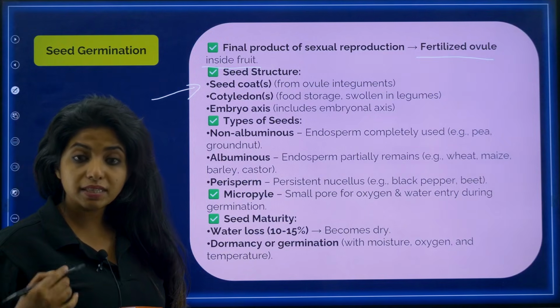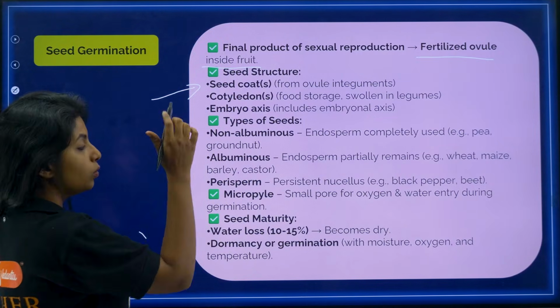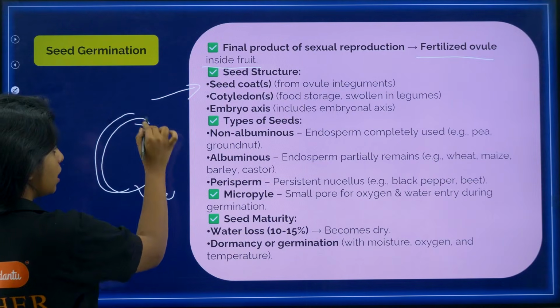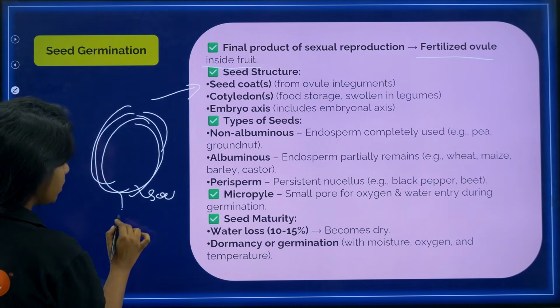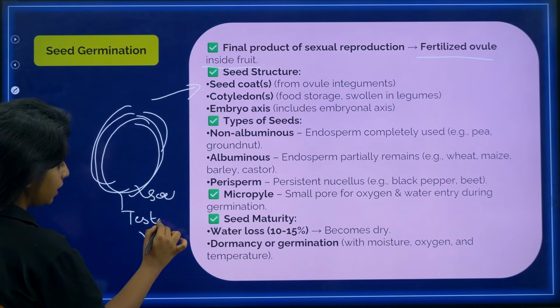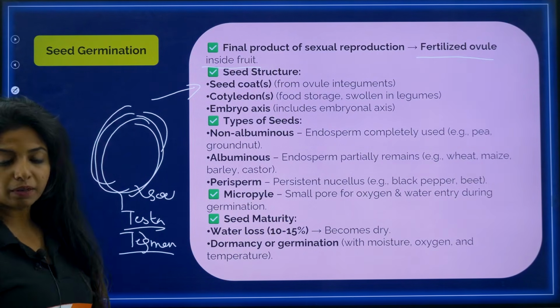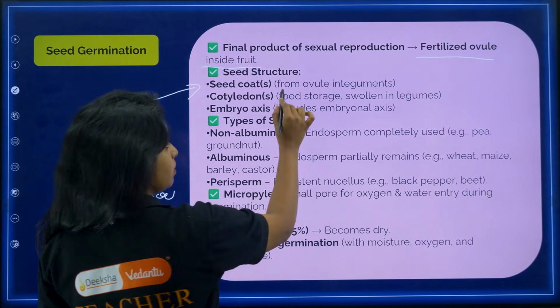Okay, it will be having a seed coat. So basically the ovule integuments, the ovule is now becoming a seed. The integuments which are there will be acting as a seed coat. What is it? It is testa and tegmen. It will now be known as testa and tegmen, my dear children. So there will be a seed coat.